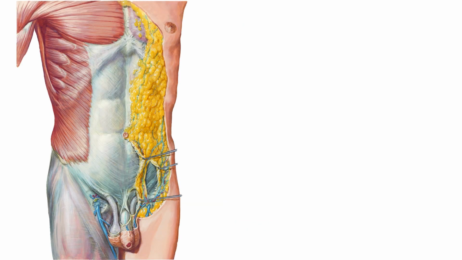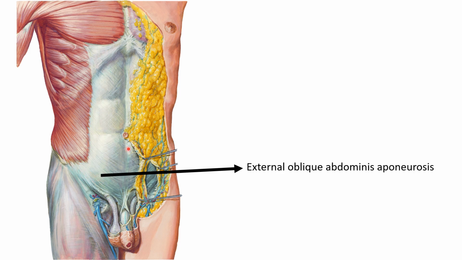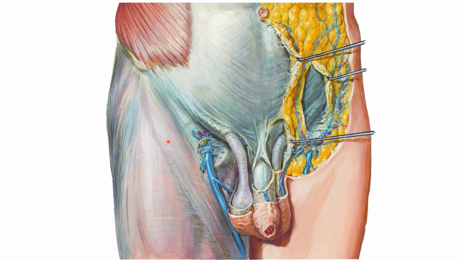The first ligament which we are going to see is from the external oblique aponeurosis, which forms a thickening and forms a ligament called the inguinal ligament. This is the external oblique abdominis aponeurosis. At the lower aspect of the external oblique abdominis, we can identify the inguinal ligament, which is extending from the anterior superior iliac spine to the pubic tubercle.